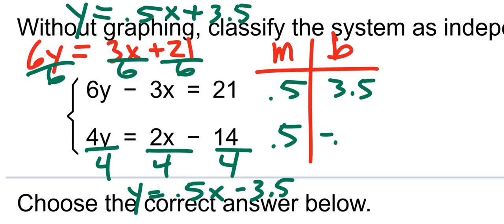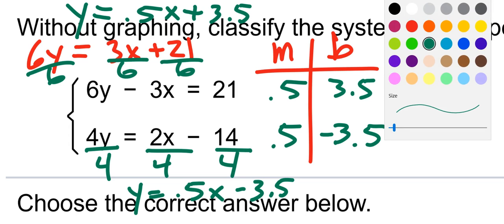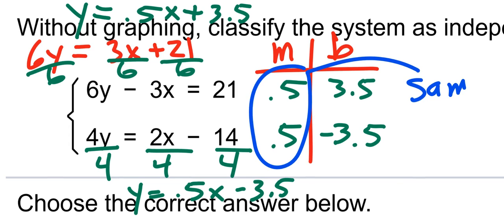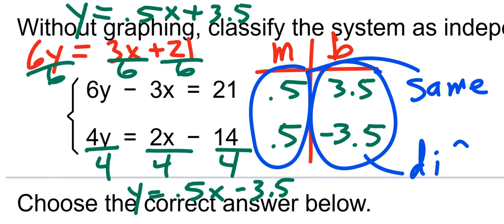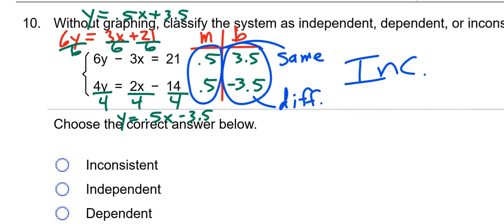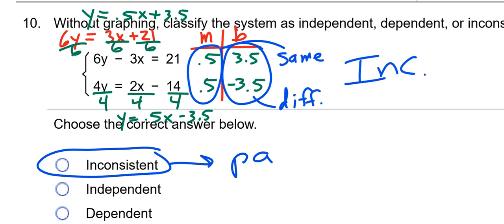So what are we deciding? What do we notice about the slopes? Same, right? What do we notice about the y-intercepts? That they're different. So what does that mean from our chart? Inconsistent, right? What does that mean? Parallel. Lines are parallel.